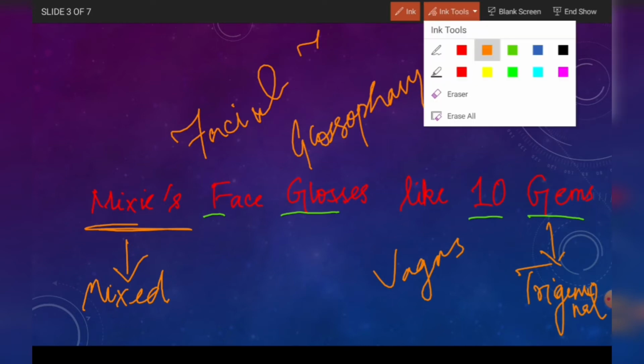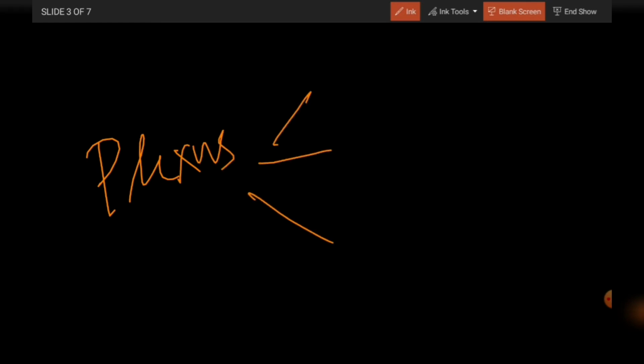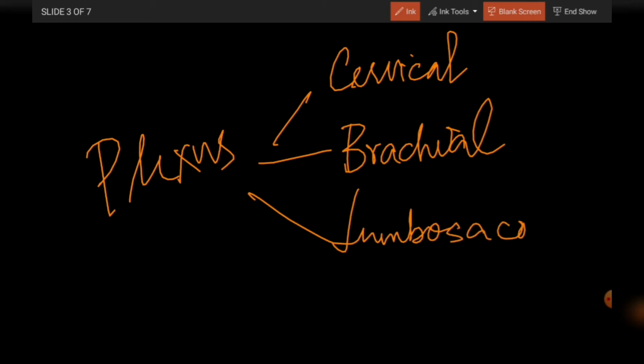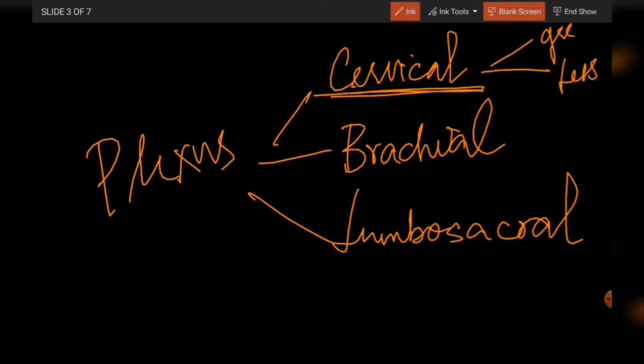Next, it is important to know about plexus. Plexus are a network of nerves in the peripheral nervous system. There are 3 main plexus: cervical, brachial and lumbosacral. Cervical has 2 nerves, greater auricular nerve and lesser occipital nerve. Brachial plexus supplies upper limb muscles. Lumbosacral is for the lower limb.